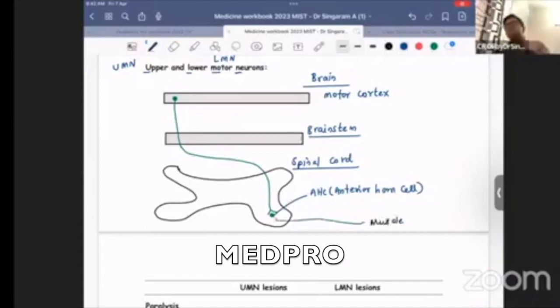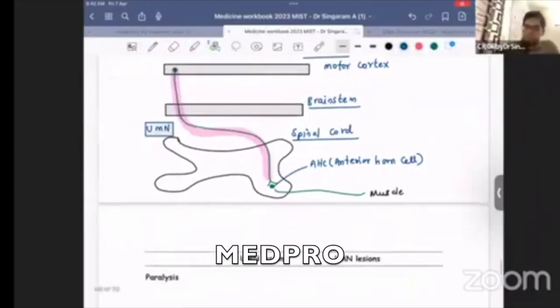Now, in this particular drawing, which is the upper and the lower motor neuron, that is what we need to know. You see here, from the brain area to the level of the anterior horn cell, this is what we call a UMN, upper motor neuron. From the brain to the level of spinal cord just above the anterior horn cell, it is called upper motor neuron. Then the anterior horn cell as well as the nerve which is arising from it, that is what we call the LMN, or lower motor neuron.